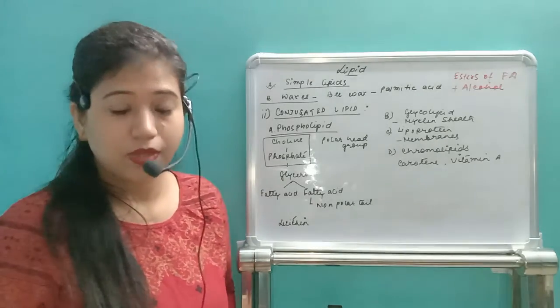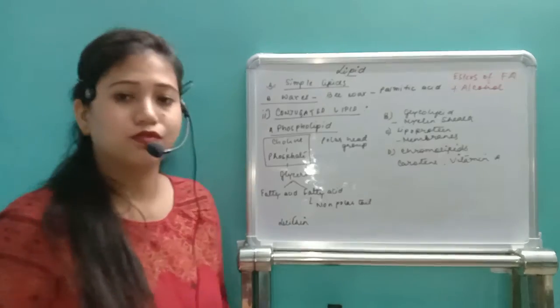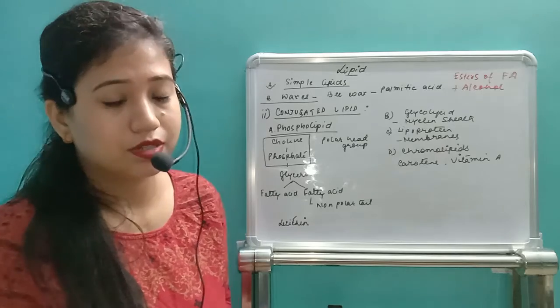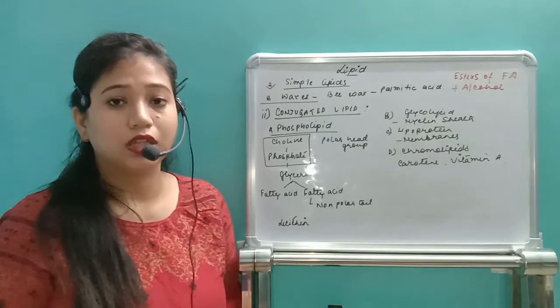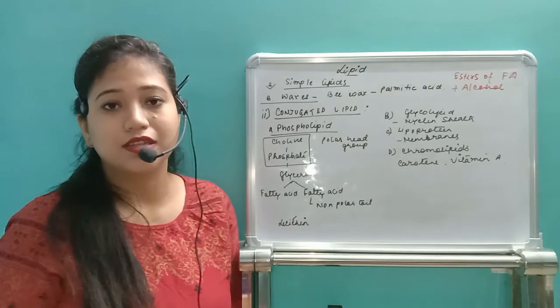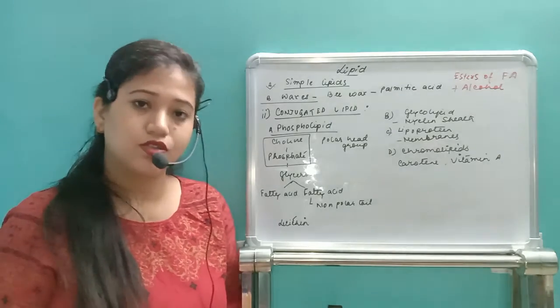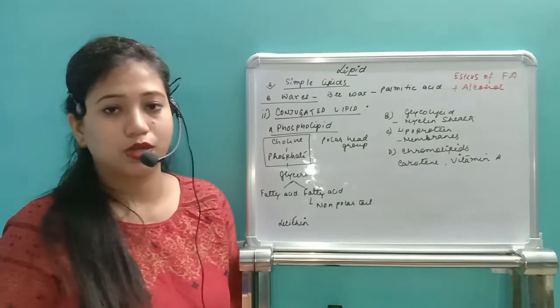In the case of human beings also, our ear wax is a type of wax, which is a type of lipid. A gland is present in our ear, in the external auditory meatus, called the ceruminous gland, and that ceruminous gland produces the ear wax, which is also called cerumen.